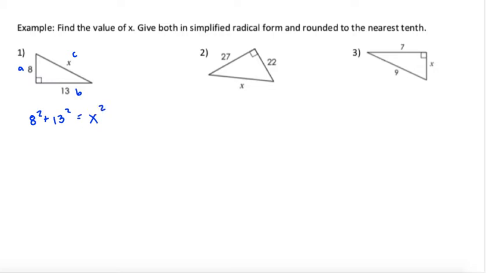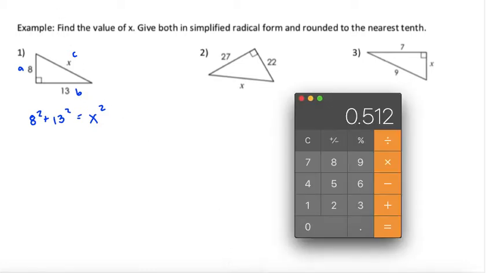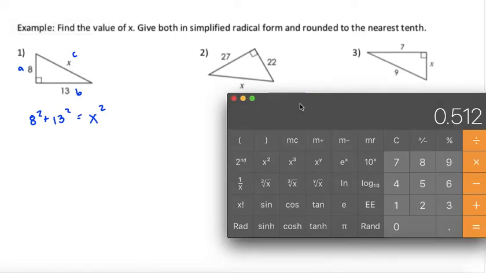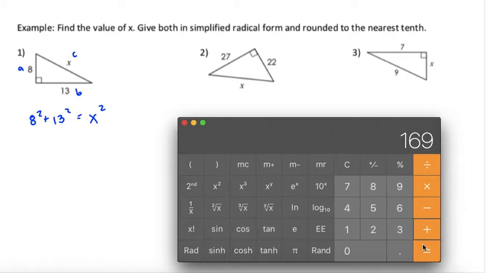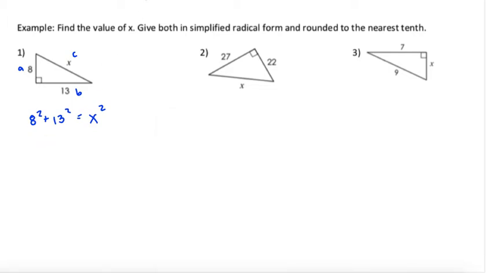So in my calculator, I'm going to write out 8 squared plus 13 squared. I'm going to change my view to scientific so I can get squared. So I'm going to do 8 squared plus 13 squared, and I get 233. And that's what x squared equals.